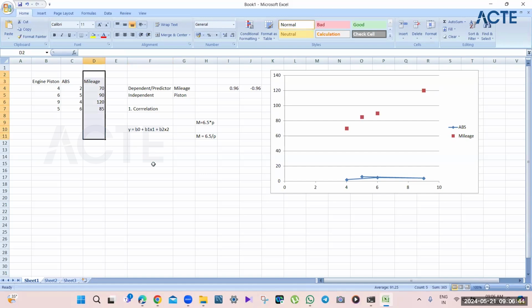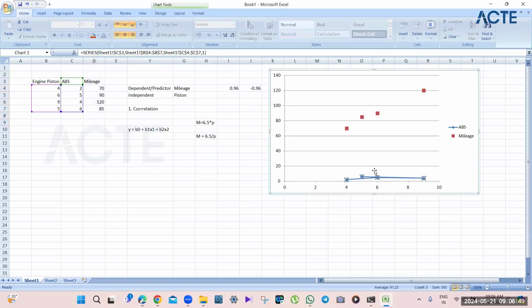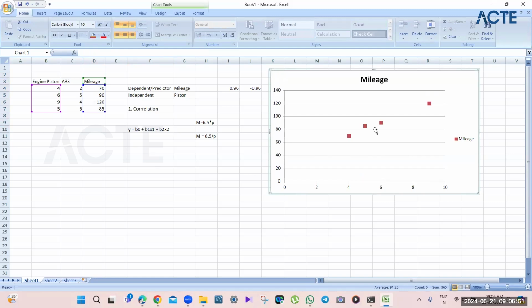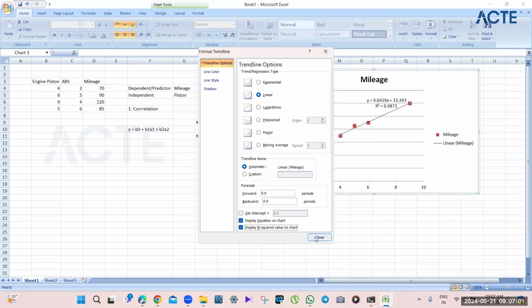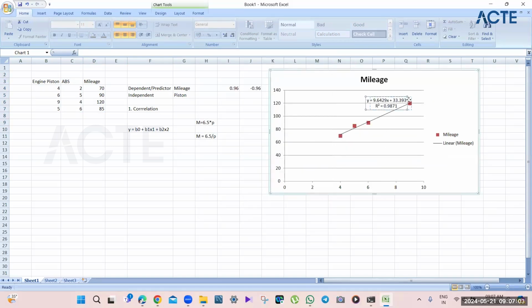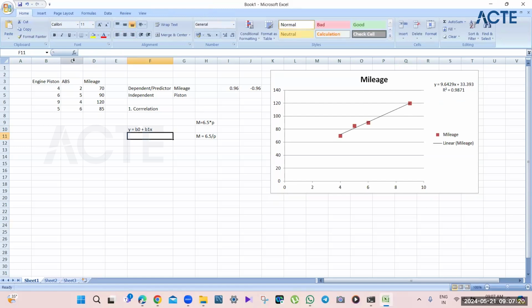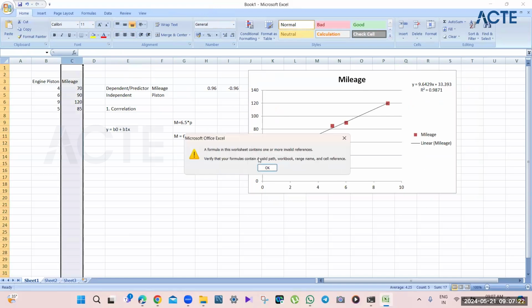Essentially, the objective here is to create that straight line out of it. Now, if I put a straight line from here and display the equation and r square, this is how the equation will look. So y is equal to 9 point something x plus this. Let's imagine it has only one variable. Let's not get confused. Let's drop this one for now.